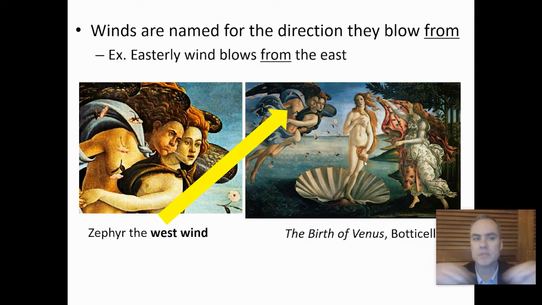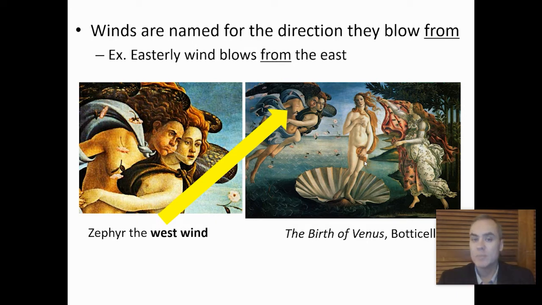We need to pay special attention to this next point because it's often confused or forgotten and can mess you up on a test. We name winds for the direction that they blow from, not to. I put this picture, The Birth of Venus by Botticelli, because it illustrates the point. In the myth, Venus was born on the ocean and was blown to shore on a shell by the west wind, whose name is Zephyr. You see him in the picture off on the left.